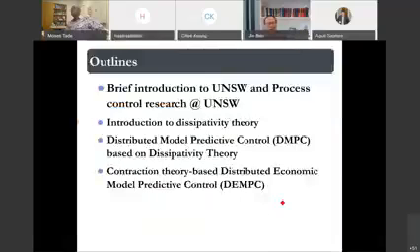In my talk today, I would briefly introduce UNSW and the process control research at the University of New South Wales. Then I would give a quick introduction to the dissipativity theory, and then we come to the topic of distributed model predictive control based on the dissipativity theory. If time permits, I would also talk about some contraction theory based distributed economic model predictive control.